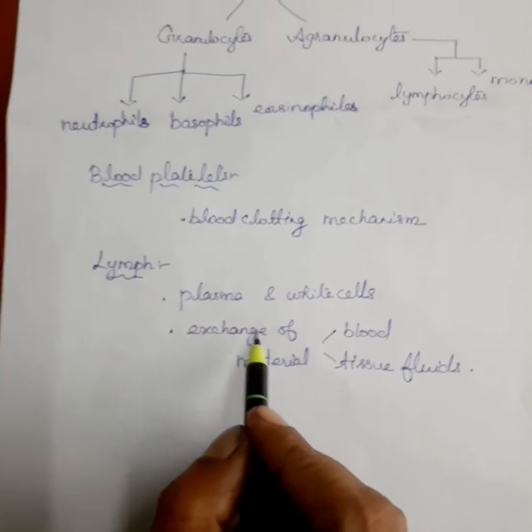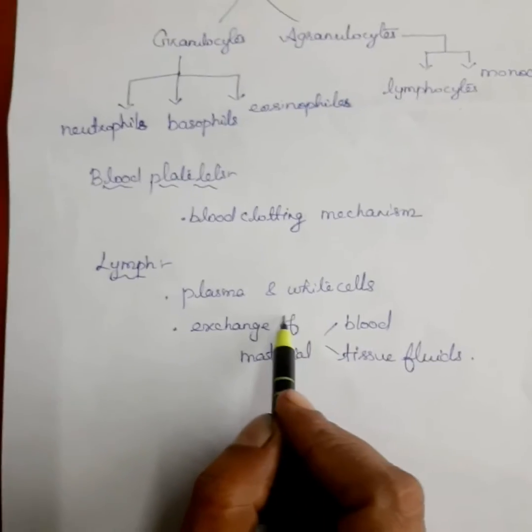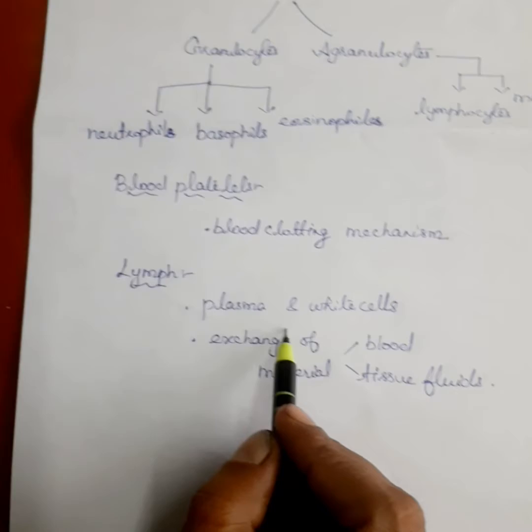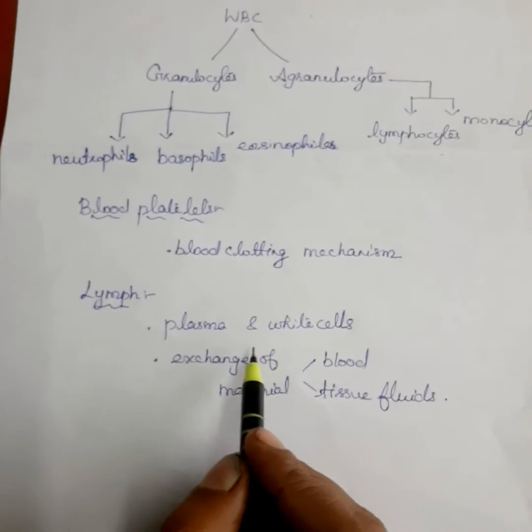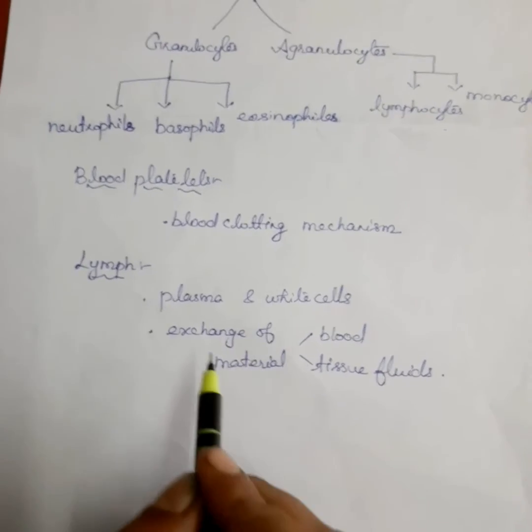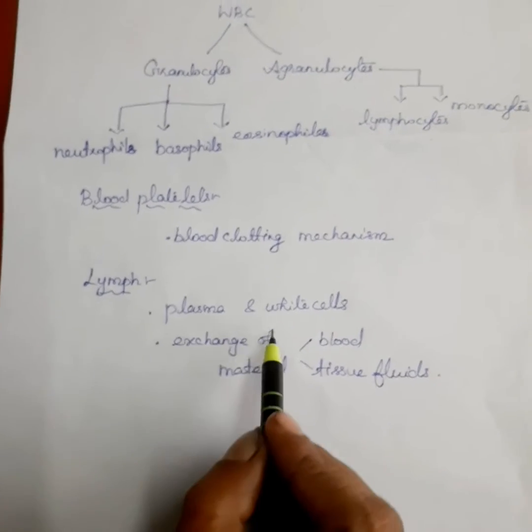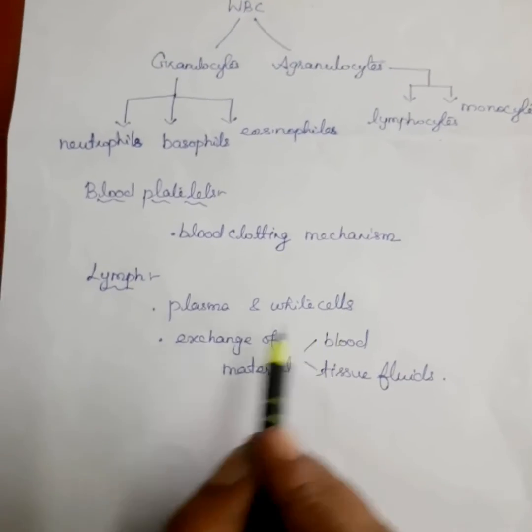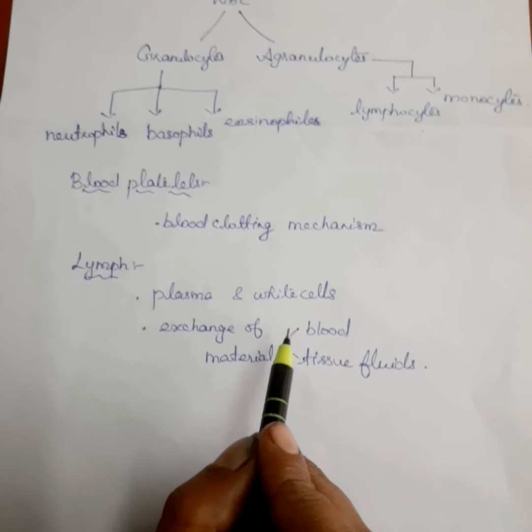Next topic is lymph. Lymph is a colorless fluid. Lymph is filtered from blood. It has plasma and white blood cells.